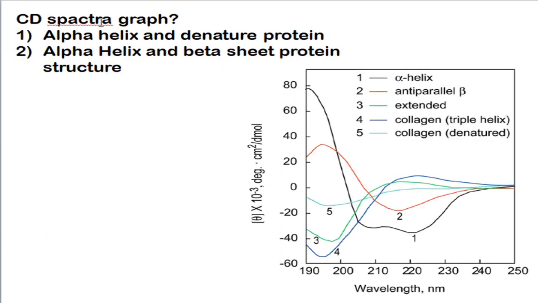Okay, the next is CD spectra. So from CD spectra, we are able to determine the entire secondary structure of protein. It will give information about alpha helix, beta sheet, and also triple helical structure. At the same time, it will also give information regarding denatured protein. So all this information we can get from a CD spectrograph.